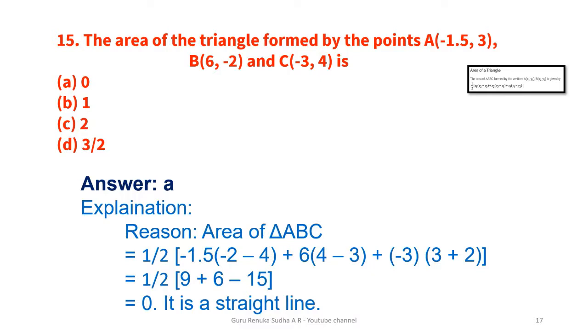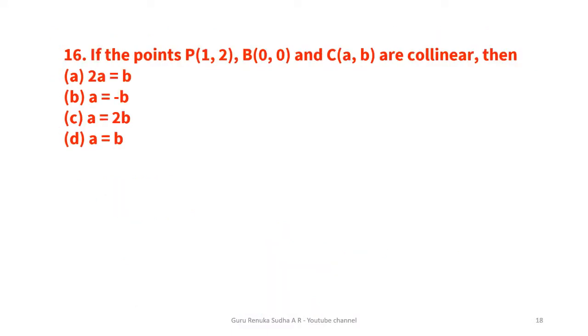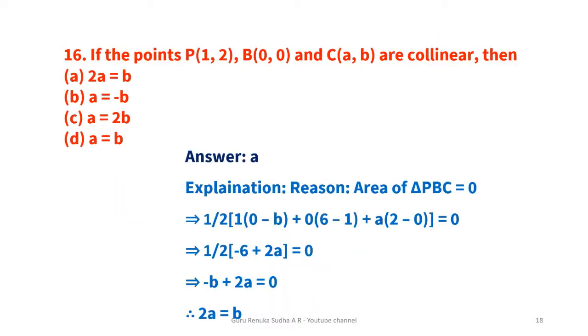Next, 16th one. If the points P, B and C are collinear, then what is the value of A? Whether it is equal to 2A is equal to B, like that you have to choose. For that, use the area of triangle formula and substitute the values. You will get 2A is equal to B. The first option is the right answer.